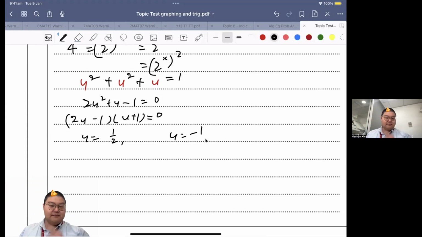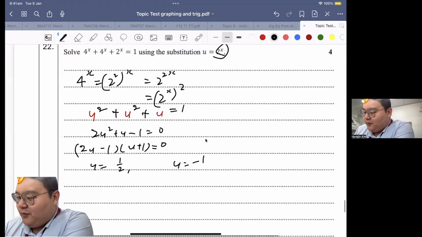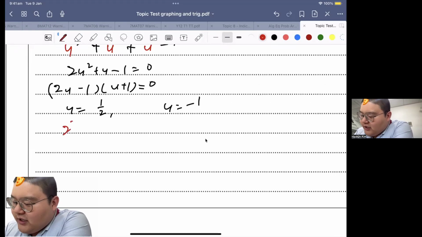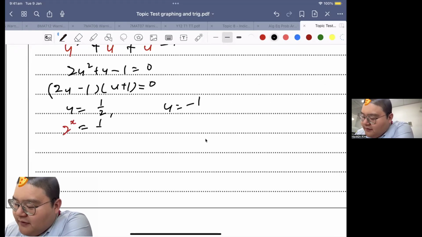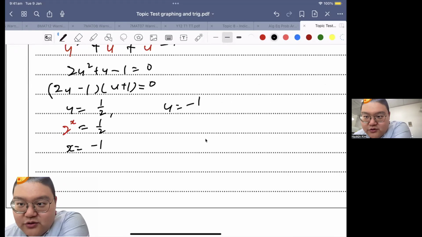Are we happy with this answer? No, you're wrong, because that's not what we're looking for. We're looking for x, and u is just 2 to the x. So you get 2 to the x equals half, which just means x equals negative 1. You can just log it, use your calc, or you can just use your common sense.